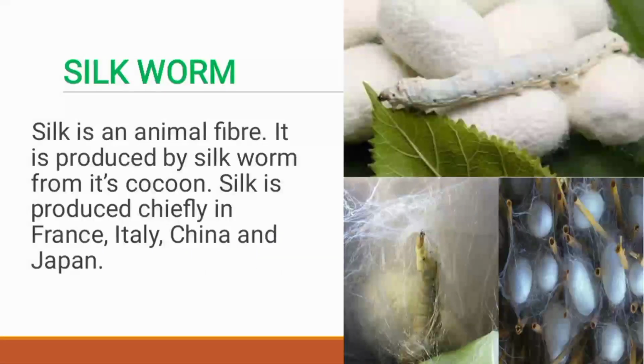Still on natural fiber, we have the silkworm fiber. So the silk fiber is gotten from the silkworm, which is an animal fiber, and it's gotten from the cocoon, which is this white thing you're seeing here. It's gotten from the cocoon of the silkworm. Now, where do we get the silkworm and where is it produced? In France, in Italy, in China, and in Japan. This is where silk fiber is being produced.